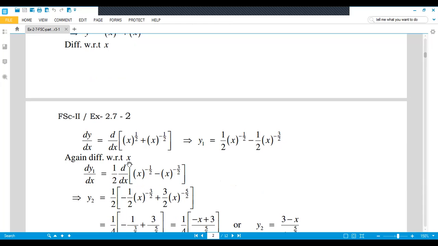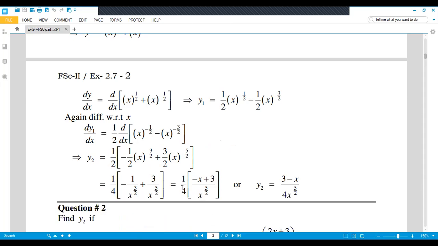So again you differentiate with respect to x. This 1 over 2 is common in both, so you take it out and take the derivative of these two values. So here again minus 1 over 2 will come in the coefficient, and from minus 1 over 2 you subtract 1, you get minus 3 over 2. And here minus 3 over 2 will come in the coefficient, so minus minus plus 3 over 2, and from minus 3 over 2 you subtract 1, you get minus 5 over 2.